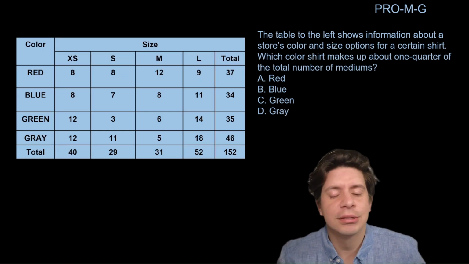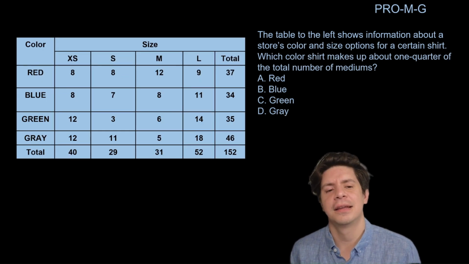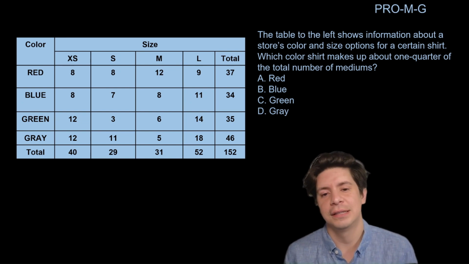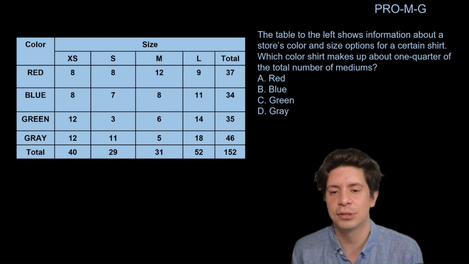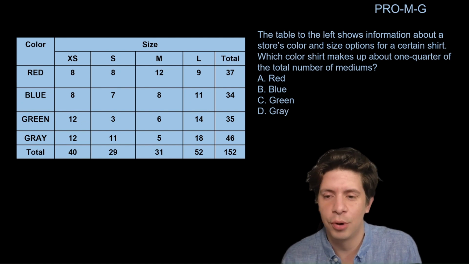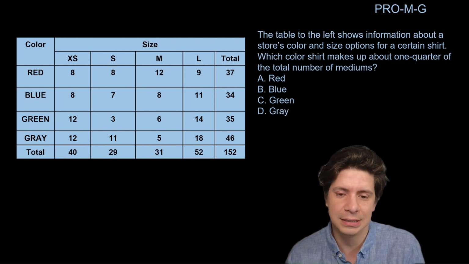So I'm going to leave you with this one to do on your own. Let me know what you get in the comments, and it's not too bad at all. It's the same process we were doing, nothing too crazy. The table to the left shows information about a store's color and size options for a certain shirt. Which color shirt makes up 1/4 of the total number of mediums? A, red, B, blue, C, green, D, gray.